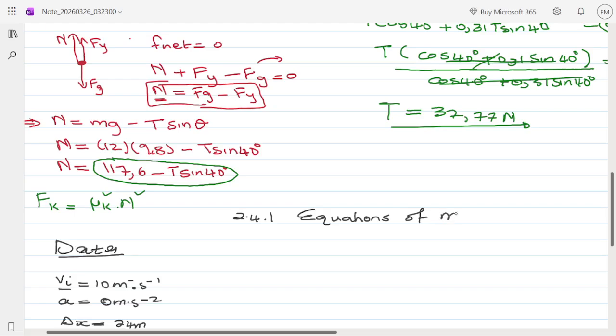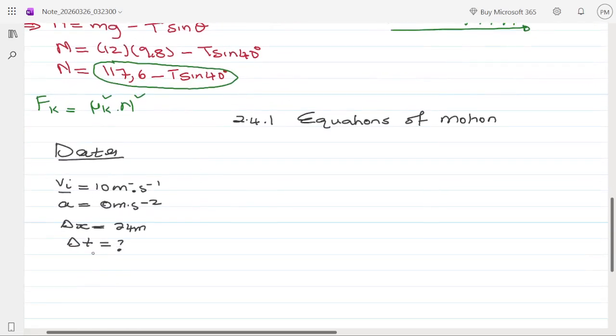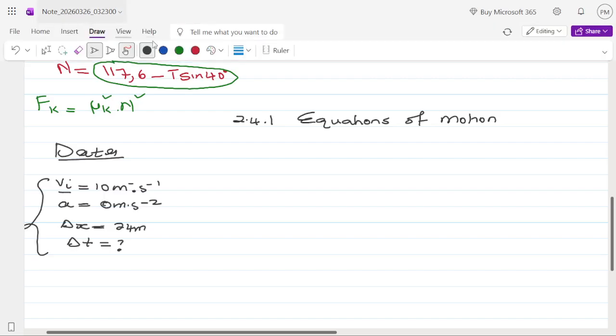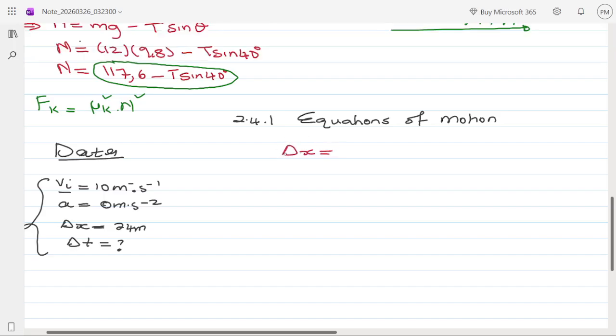Please go to your formula sheet and look for the formula that doesn't have V final. The formula that you choose must have all this information but not the final velocity. The one I'll go with is the one that says delta x. Please don't say delta y, since we're working on a horizontal. This is delta x equals v initial delta t, plus half of the acceleration multiplied by delta t squared. This is the one that we need to use.